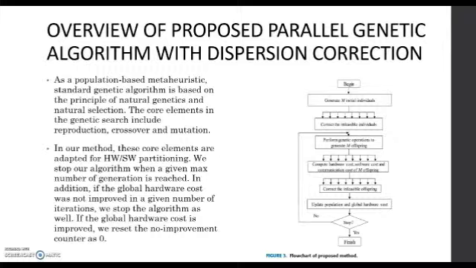As a population-based meta-heuristic, the standard genetic algorithm is based on the principle of natural genetics and natural selection. The core elements in the genetic search include reproduction, crossover, and mutation. In the method that we are using, the core elements are adapted for hardware-software partitioning. We stop our algorithm when a given maximum number of generations is reached. In addition, if the global hardware cost was not improved in a given number of iterations, we stop the algorithm as well. If the global hardware cost is improved, we reset the no improvement count to 0. This flowchart describes the algorithm of the proposed method.